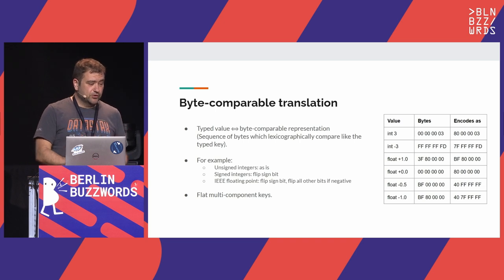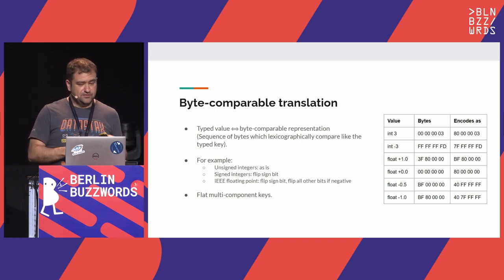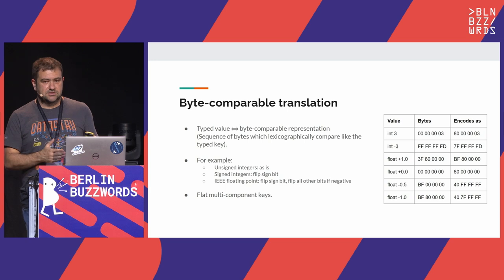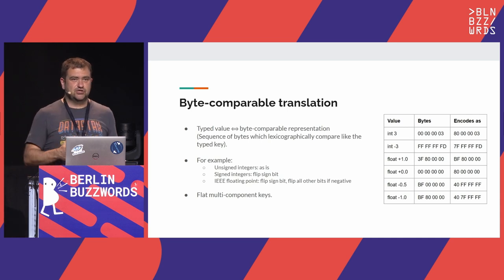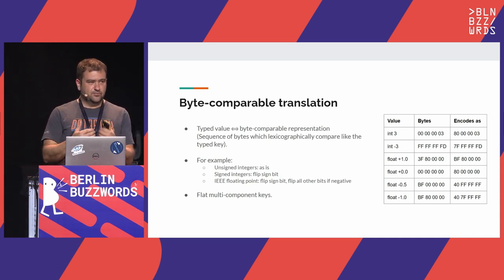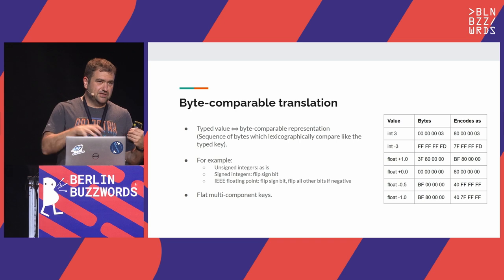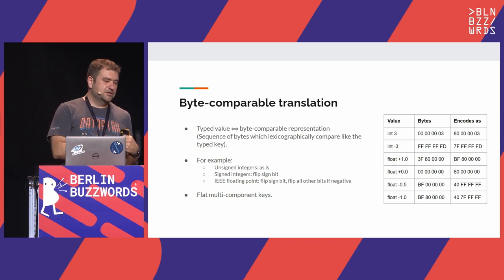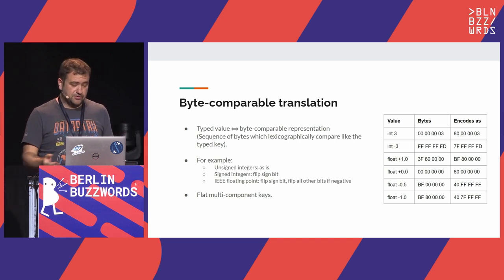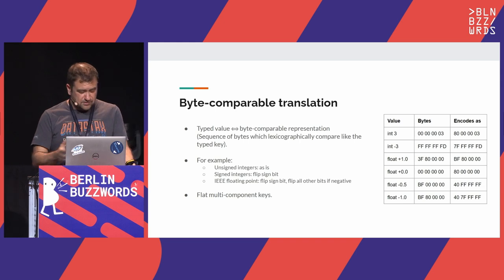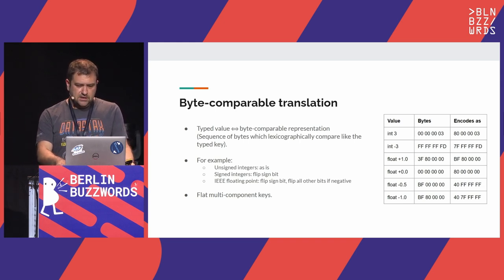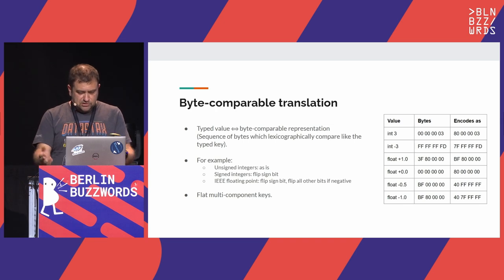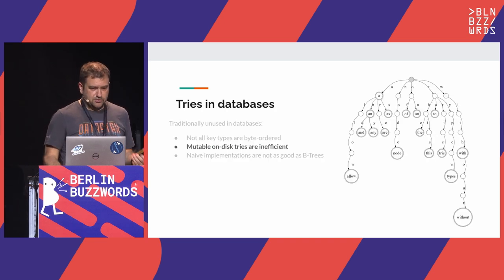Another important thing is that once we've done translation of individual types, we can also combine sequences of types and form out of them a single sequence of bytes, which you can use for a translation of the key. Instead of comparing every time with the separate components of the key, the infrastructure that does the lookup can use this flat multi-component key as just one single sequence of bytes throughout. So this solves the byte-ordered problem.